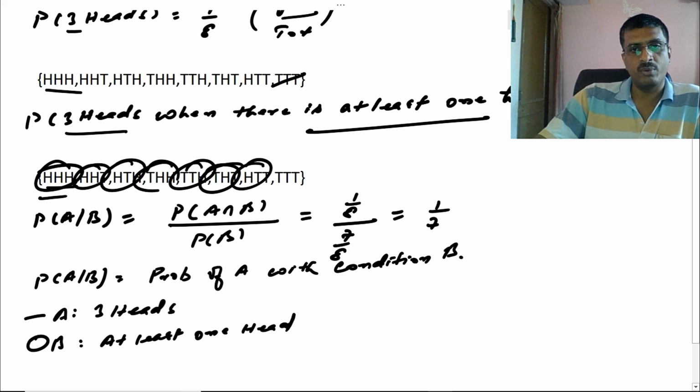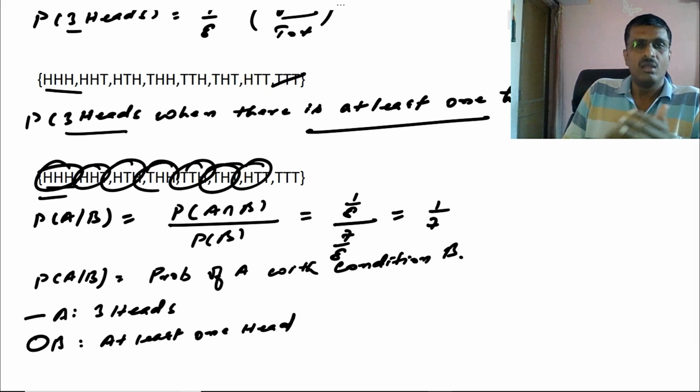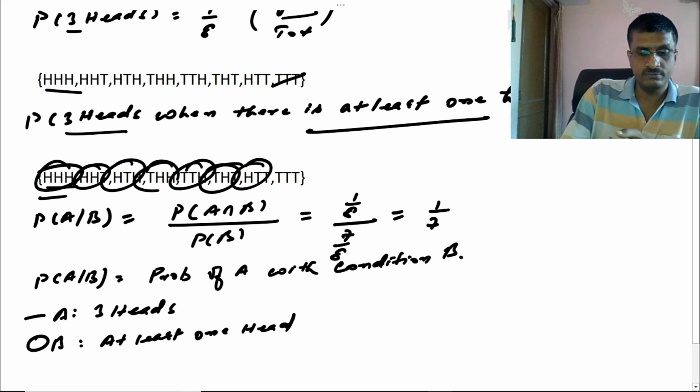So the required probability is 1 upon 7. So we have both the choices open with us. We can modify the sample space, or we can use the formula. But normally we go with the formula because writing the sample space is not easy always.